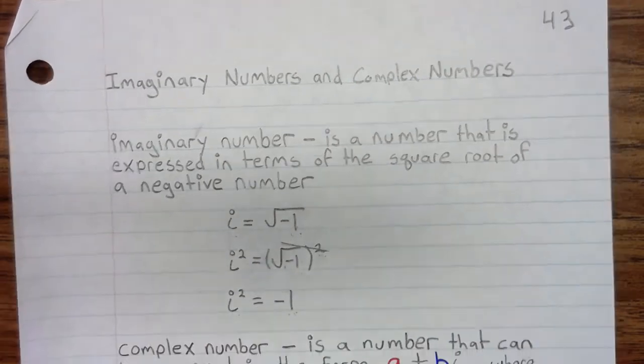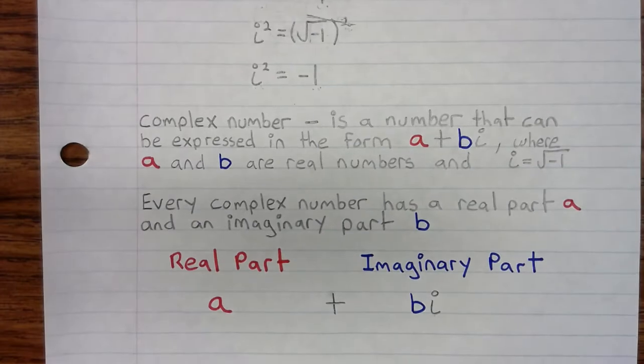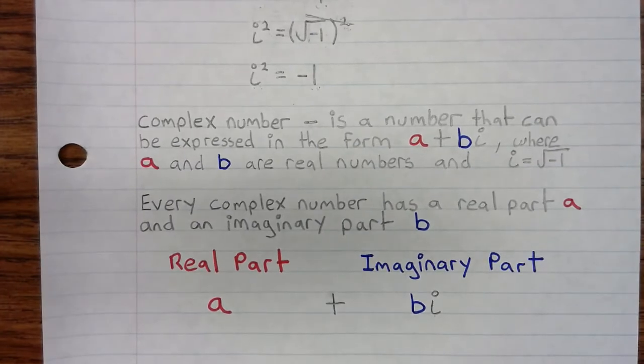All right, now let's take a look at complex numbers. A complex number is a number that can be expressed in the form of a plus bi, where a and b are real numbers, and i equals the square root of -1. Every complex number has a real part a and an imaginary part b. So a is the real part, and bi is the imaginary part. So if you would, update your complex number notes.